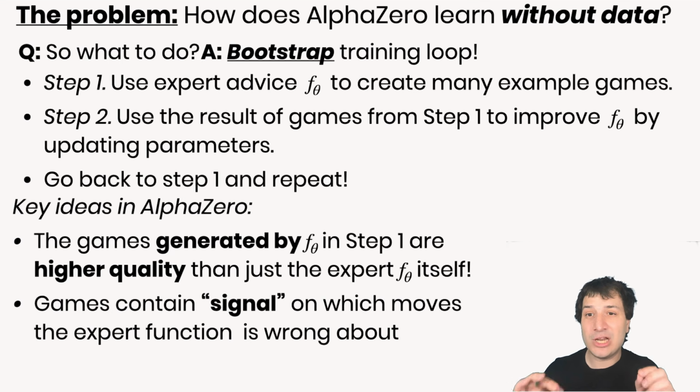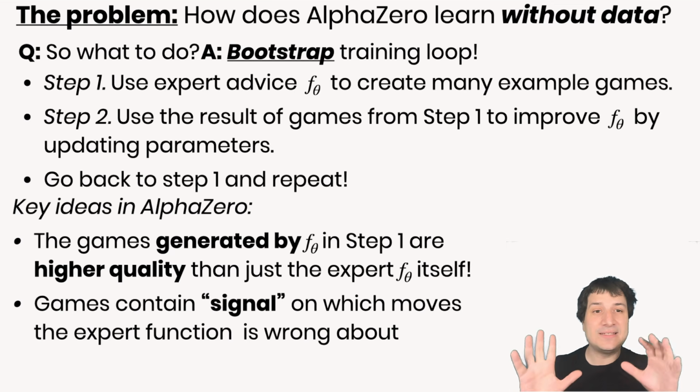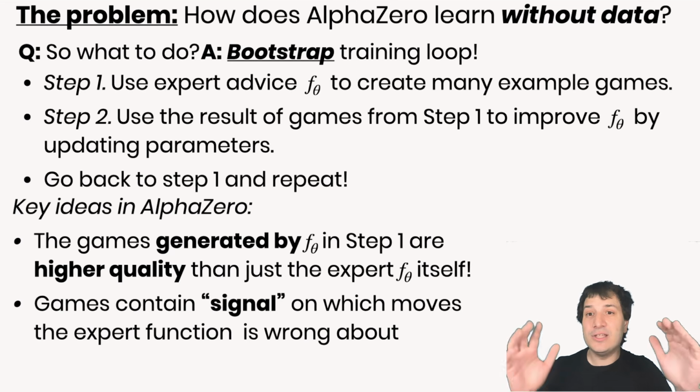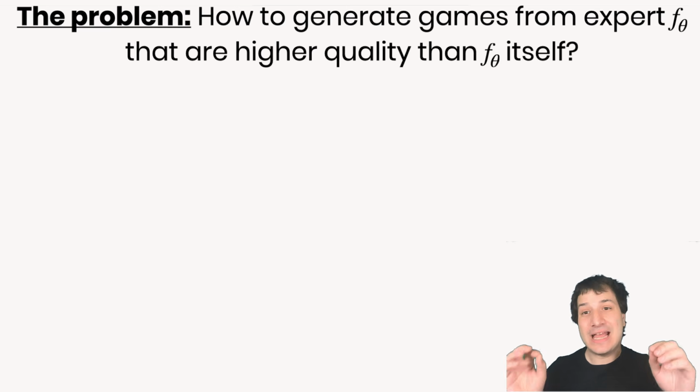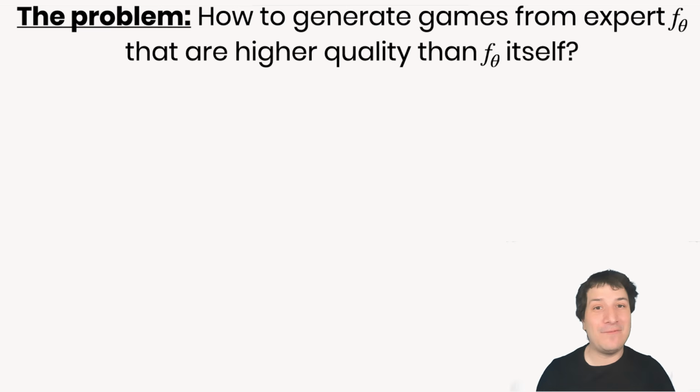In fact, the games we generate also are going to come with a very particular signal, which is going to tell us about which moves in particular the expert was wrong about. So there's going to be some moves where the expert missed a really good move. There's going to be some moves where the expert thought a move was really good and it turned out to be really bad. And we're going to have this special signal that's going to tell us exactly which moves those were, and we're going to use that to learn something. And that brings us to the next problem, which is how exactly are we going to do this? How are we going to generate games from this expert f theta that are smarter than f theta itself?